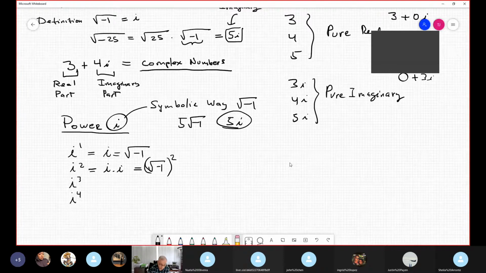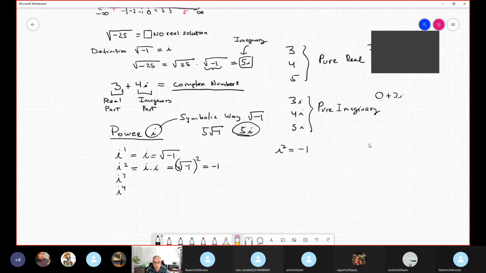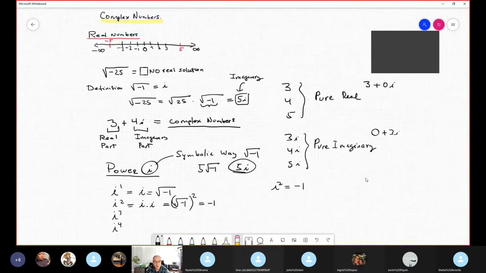And you know that square root and square power cancel out each other, and the answer is negative 1. Unbelievable but true: i square is equal to negative 1. So i square is not imaginary. I square is real. I square belongs to this line here in this position. This is negative 1, but it's equivalent to i square.